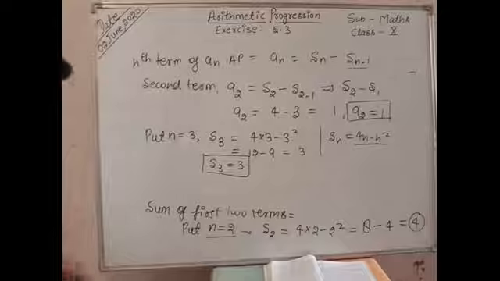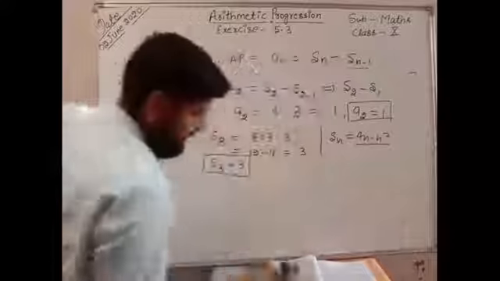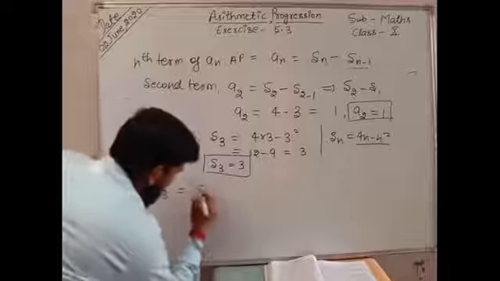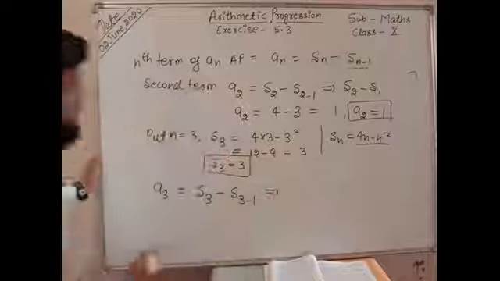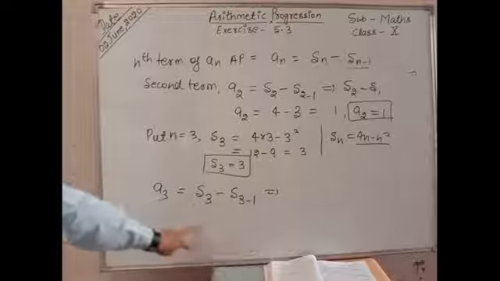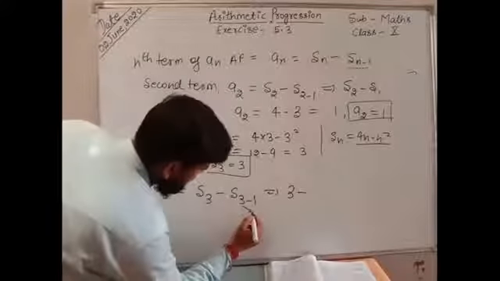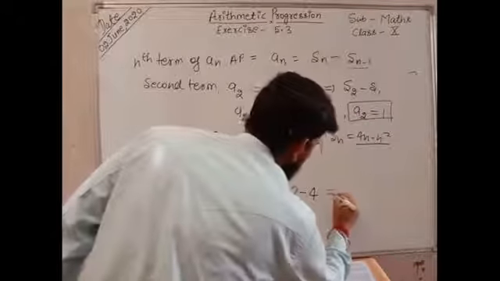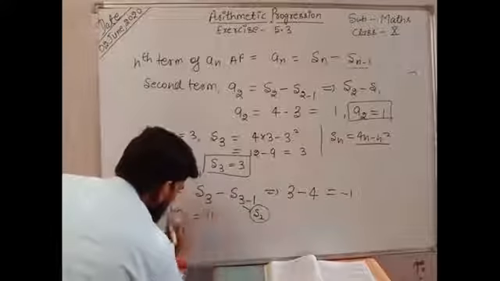Okay students. So now we can easily calculate the third term of the AP. So A3 is equal to S3 minus S2. Why? Because An is equal to Sn minus Sn minus 1. S3 is 3 and S2 is equal to 4. So 3 minus 4 is equal to minus 1.